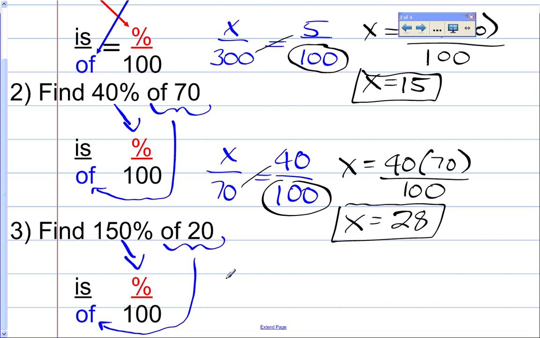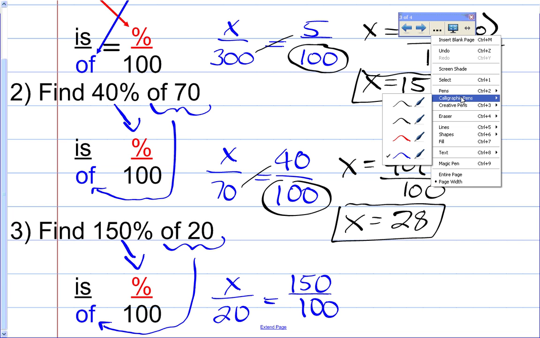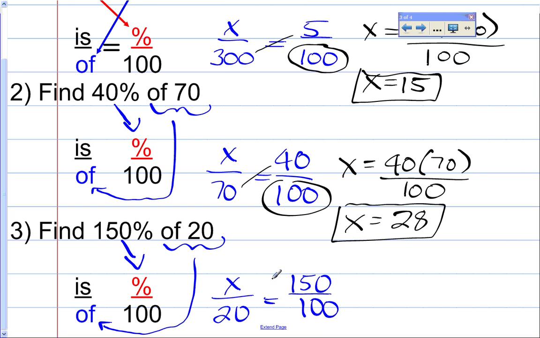So is what we're trying to find again. Of 20, so 20 is my of. 150%, so that's my percent. This number is always 100. So now we can multiply the diagonals, divide by the remaining number. So x is equal to 150 times 20 divided by 100.